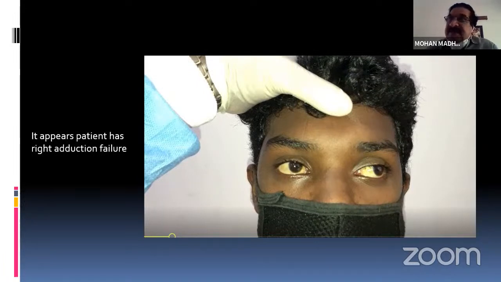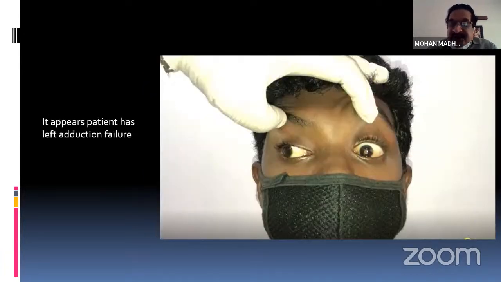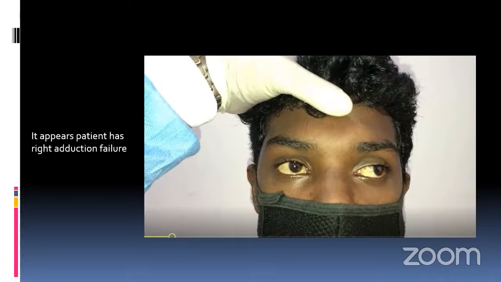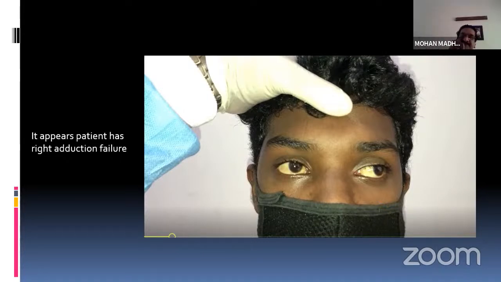Here it appears that the right eye is not adducting. In the first one, the left eye is not adducting. Here the right eye is not adducting. So what will you think now? Any possible myasthenia, sir? Yeah, it could be myasthenia, correct?